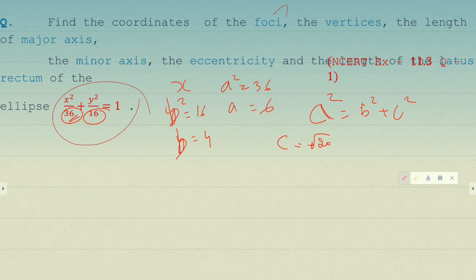நம்ம கேட்டது c தான். Why are you saying it in axis? Okay, so first thing is focus is going to be what? Focus is plus or minus? Yes, very good. 6, 0. Focus is plus or minus 6, 0. And next what they asked is vertex. So what is vertex?